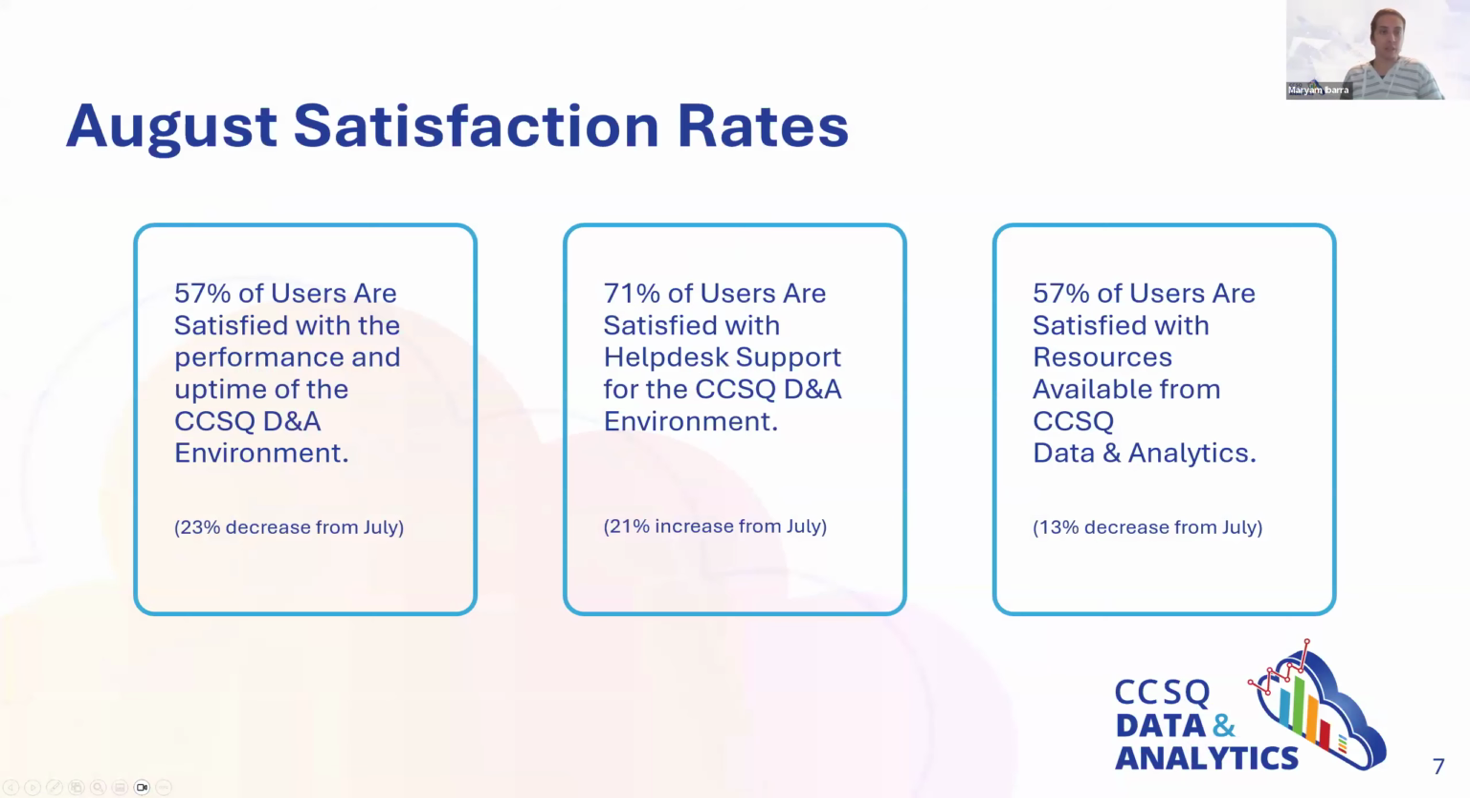Okay, so for our August satisfaction rates, 57% of the responses that we received back were satisfied with the performance and uptime of the environment, which was a pretty drastic decrease from July. It was a 23% decrease. So we're looking into what caused this drop so that we can address it and make sure that it doesn't drop like that again.